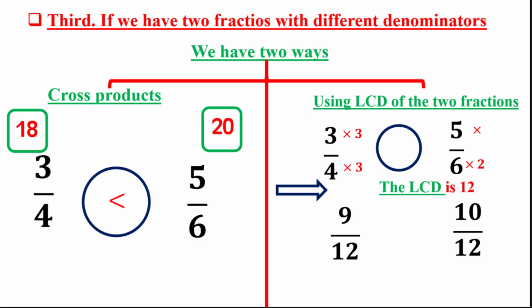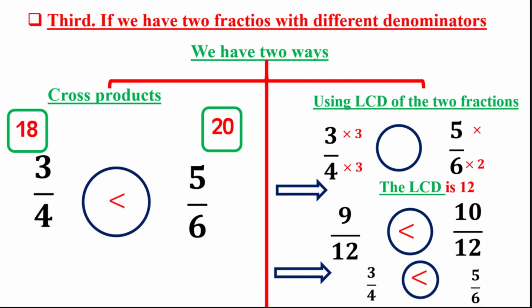Now we can compare between the two fractions. Why? Because we have here the same denominator, which is 12. Just compare between the two numerators. 9 is less than 10. We will get here the fraction 3 over 4 is less than the fraction 5 over 6.